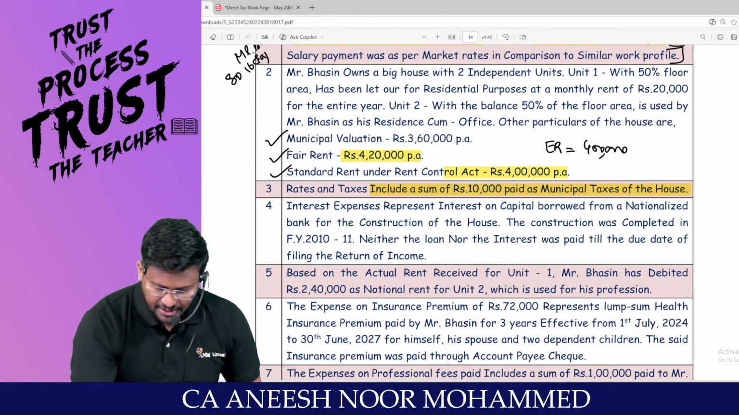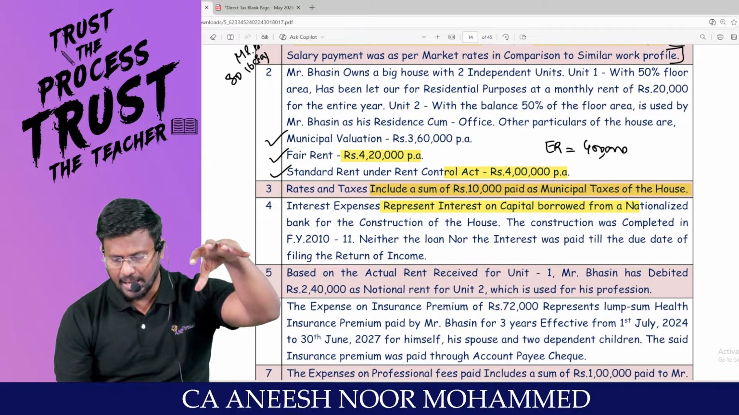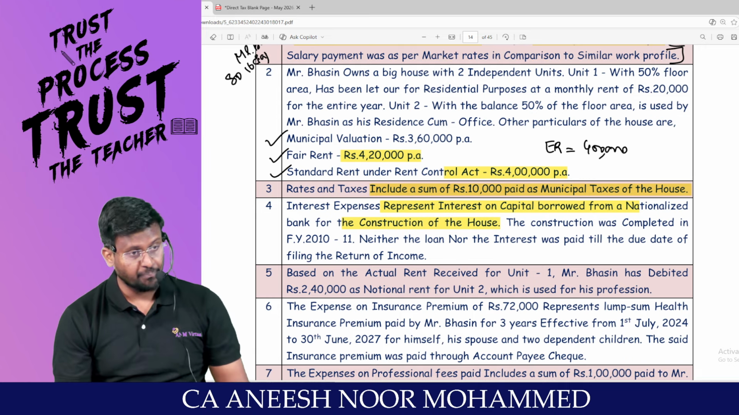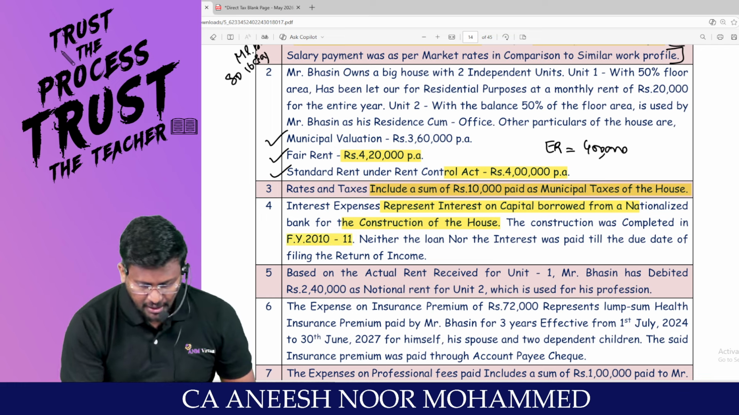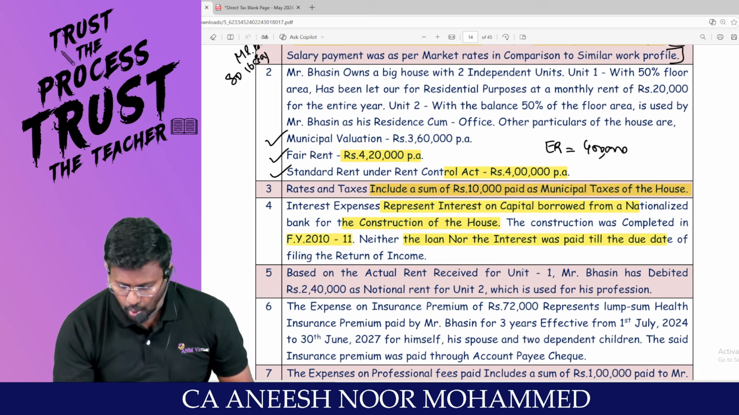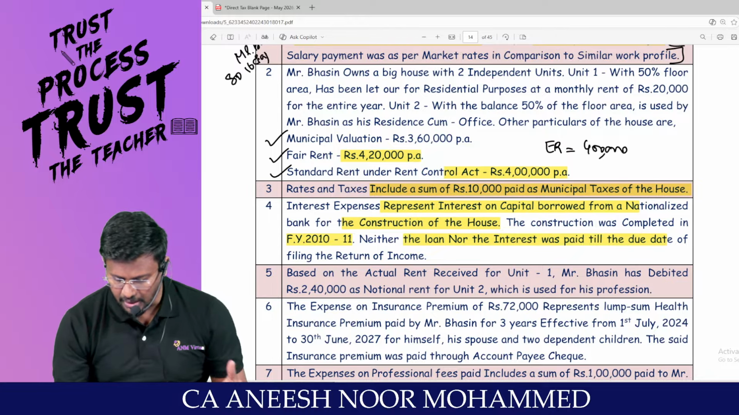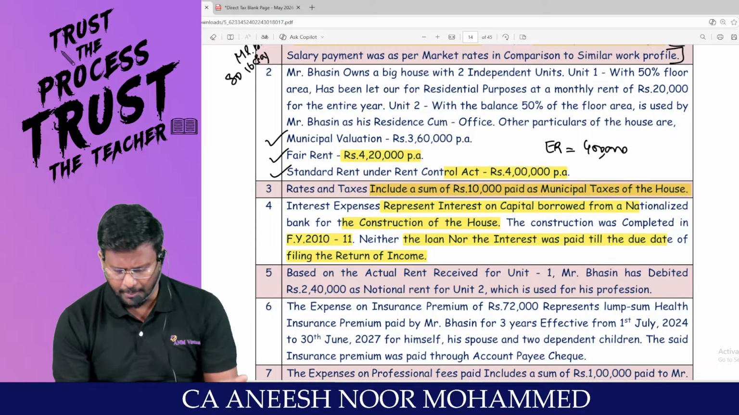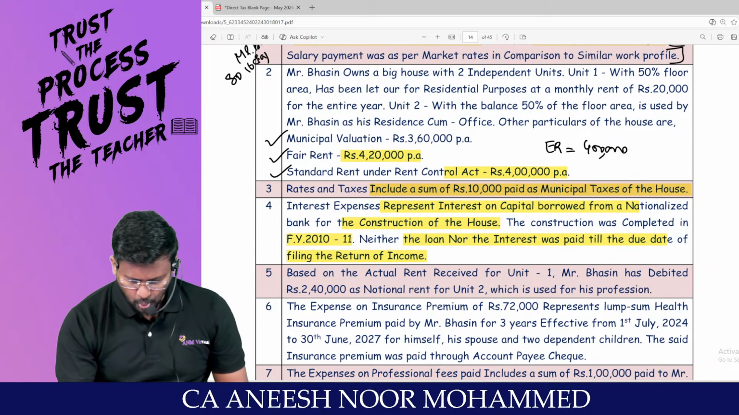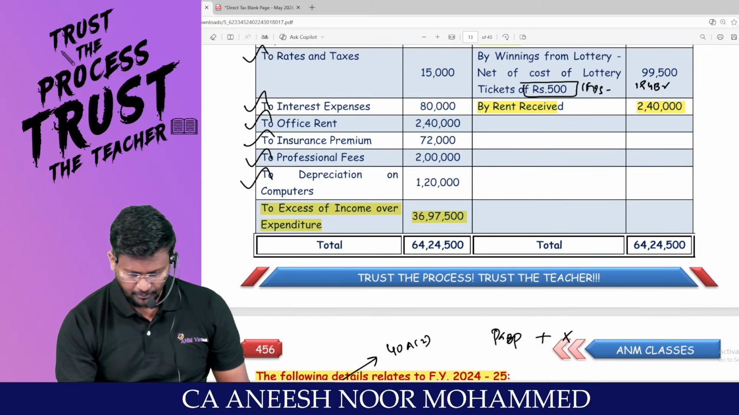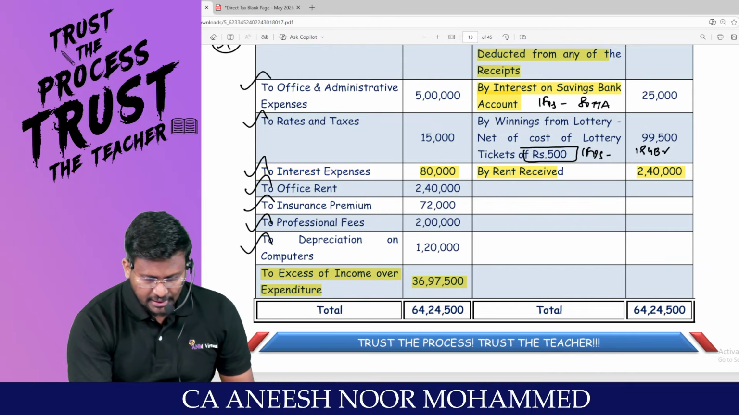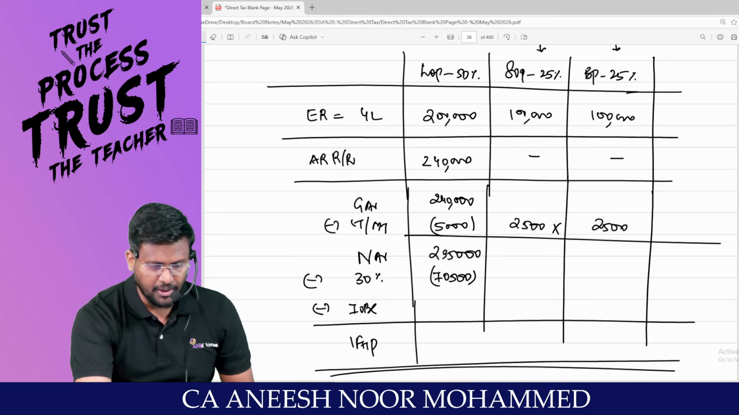Sir, interest expense represents interest on capital borrowed from a nationalized bank for construction of the house. Construction was completed in financial year 10-11. Neither the loan nor the interest was paid till the due date of filing the return of income. No problem, because under 24B it is on accrual basis. Am I right? What is the total interest? Interest expense is what? This interest is fully interest on house property, my dear lovable students.